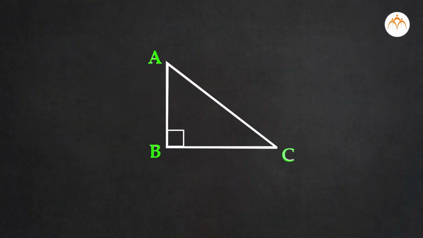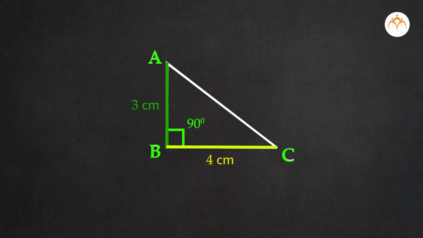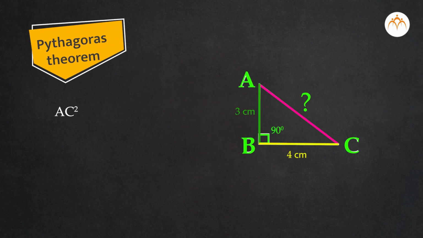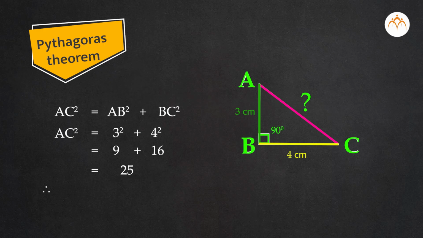In triangle ABC, angle B is equal to 90 degrees, AB is equal to 3 cm, BC is equal to 4 cm. We can find the length of the hypotenuse AC by using the Pythagoras theorem. AC square is equal to AB square plus BC square. Therefore, AC square is equal to 3 square plus 4 square, is equal to 9 plus 16, is equal to 25. Therefore, AC is equal to 5 cm.